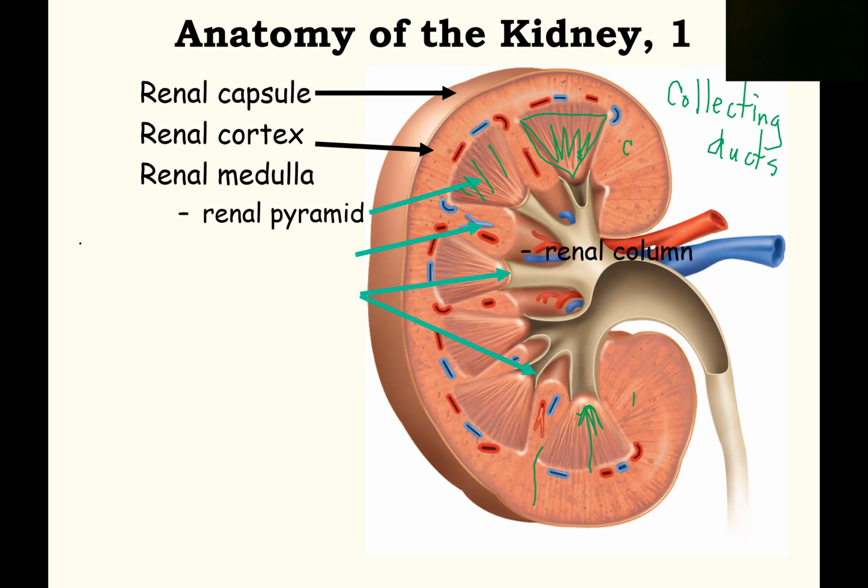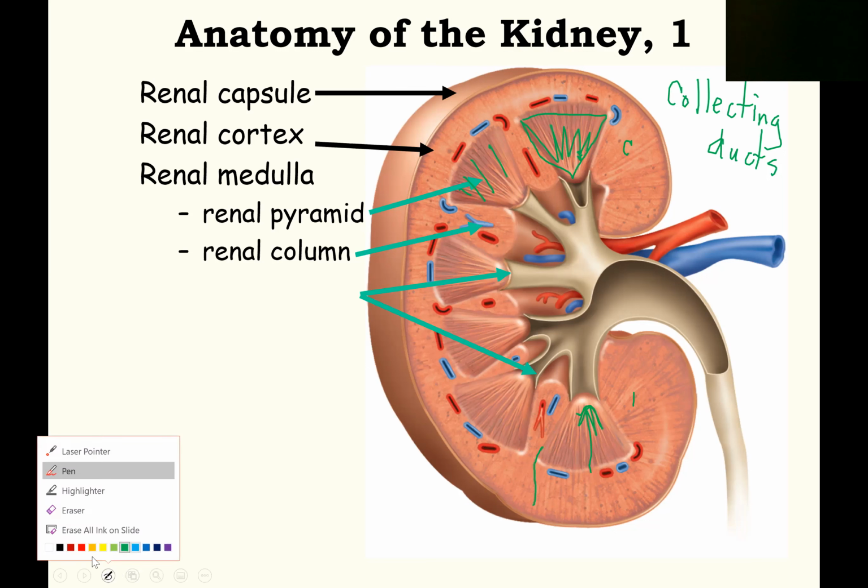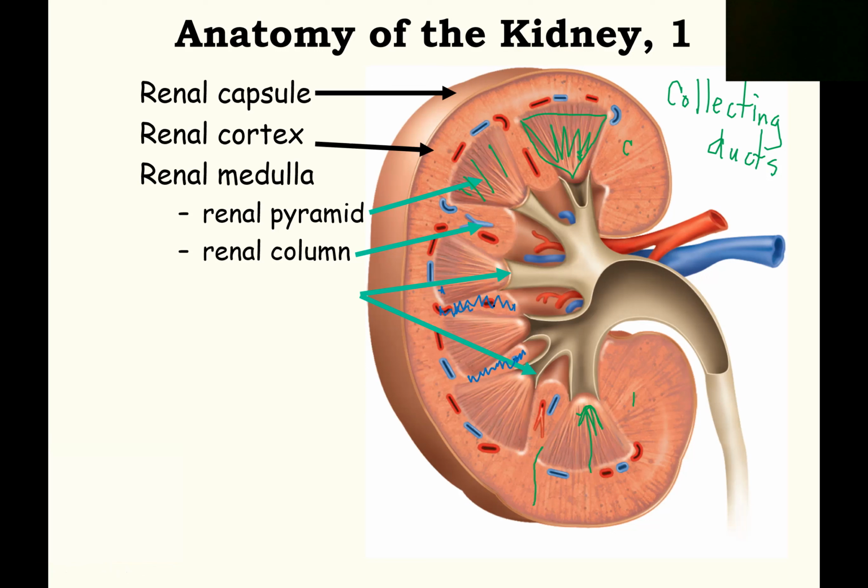In between renal pyramids, you have renal columns. The renal columns are extensions of the renal cortex into the interior of the kidney. So they're a combination of simple cuboidal and simple squamous epithelia.